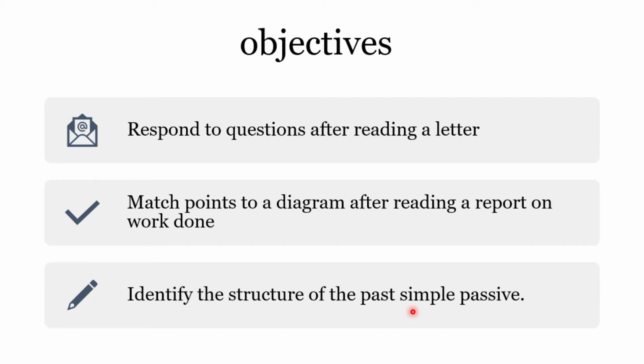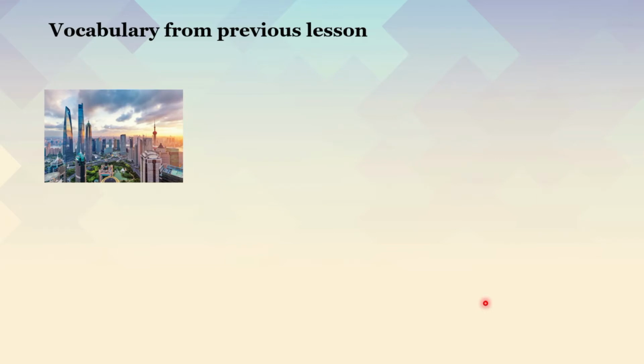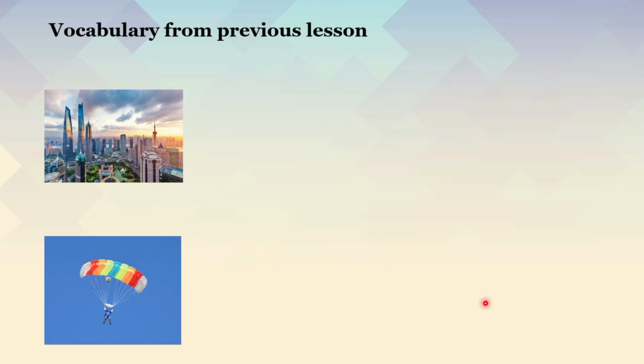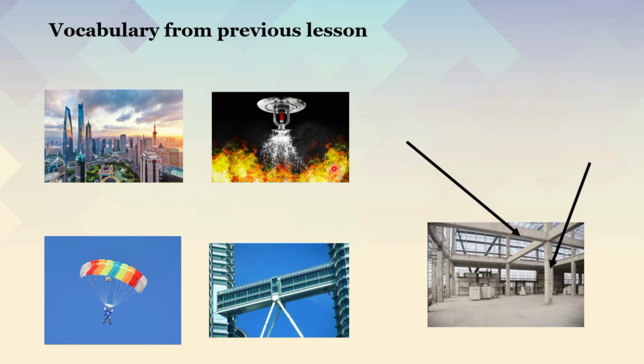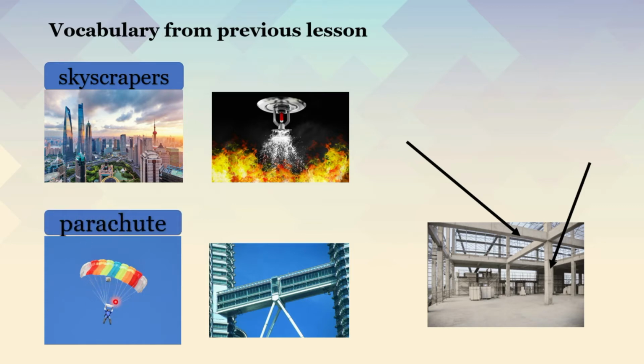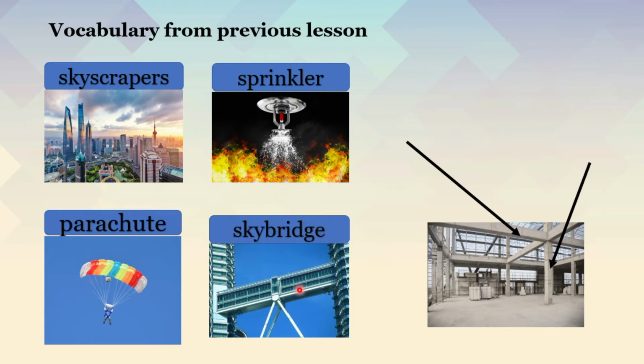Now let's quickly go over some of the vocabulary we learned in the previous lesson. Now, do you remember what these pictures are? Do you remember what they are? Okay, let's check. You can see these are skyscrapers. This is a parachute. This is a sprinkler. And this is a sky bridge.